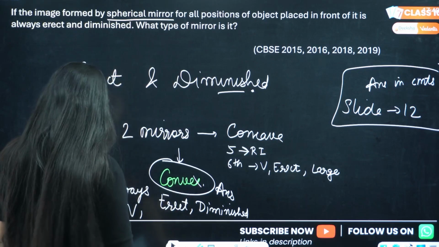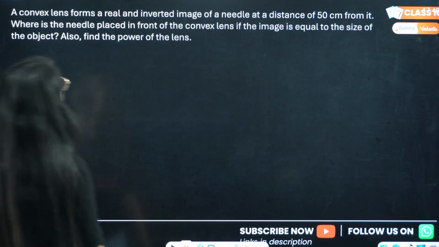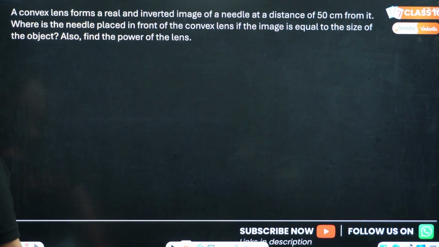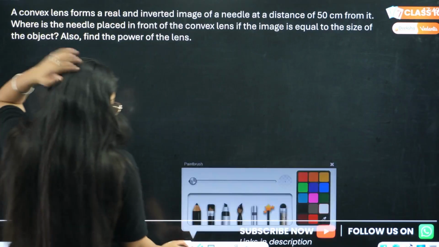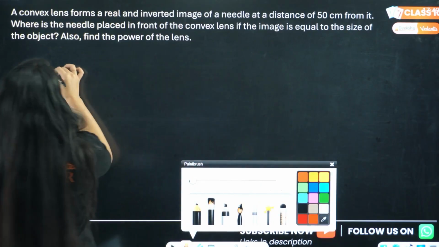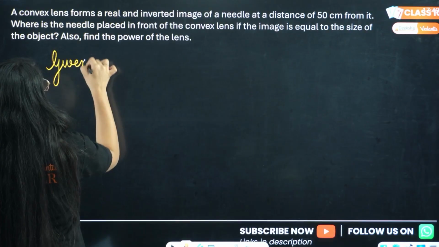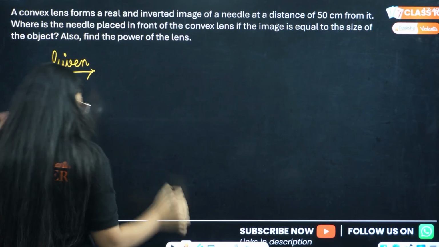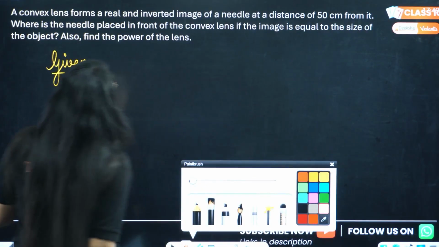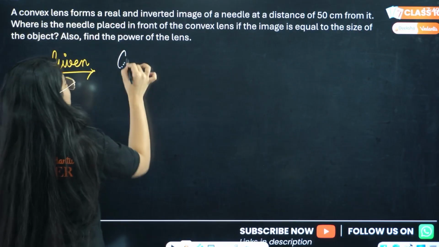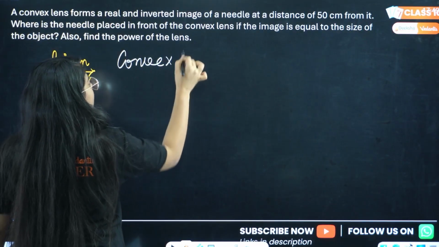Okay, let's move on to the next question we have. A convex lens forms a real and inverted image. What do we do? We write given first. As soon as you see a numerical, you remember Aditi ma'am said, write given. First, a convex lens is given. So, I will write convex lens is given.